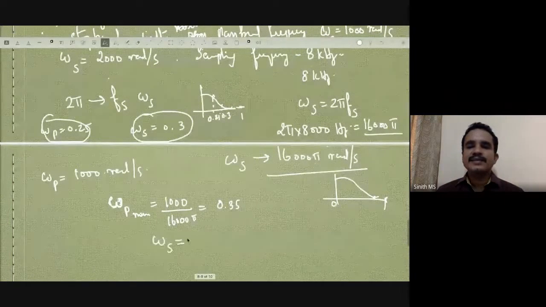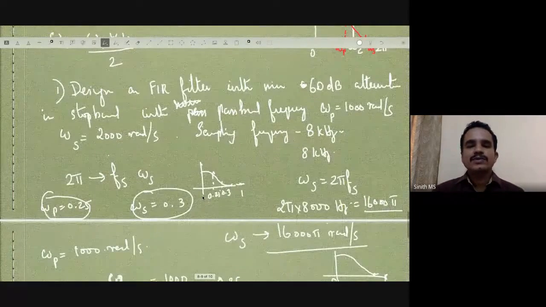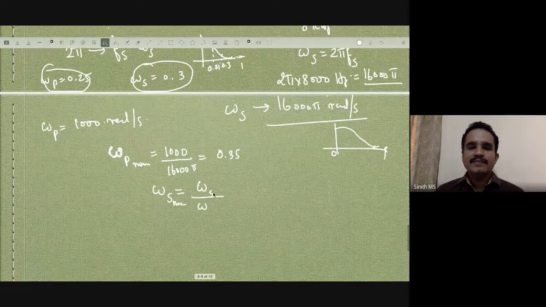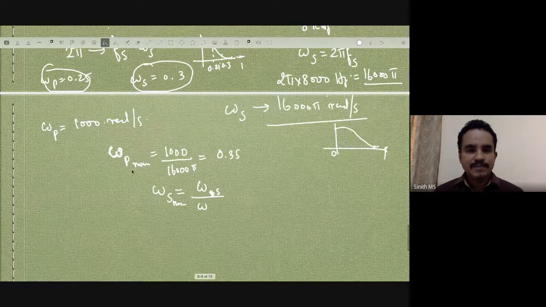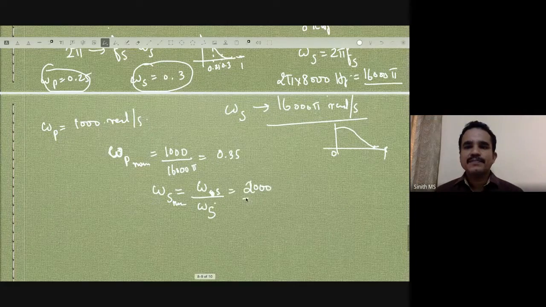Similarly, in the stop band, the frequency is given to be 2000 radians per second. So actual normalized value will be the stop band frequency divided by omega s. Our sampling frequency is also s, we shall write it as capital S. Then basically it is 2000 divided by 16,000 pi. So we'll get another value, say 0.7.